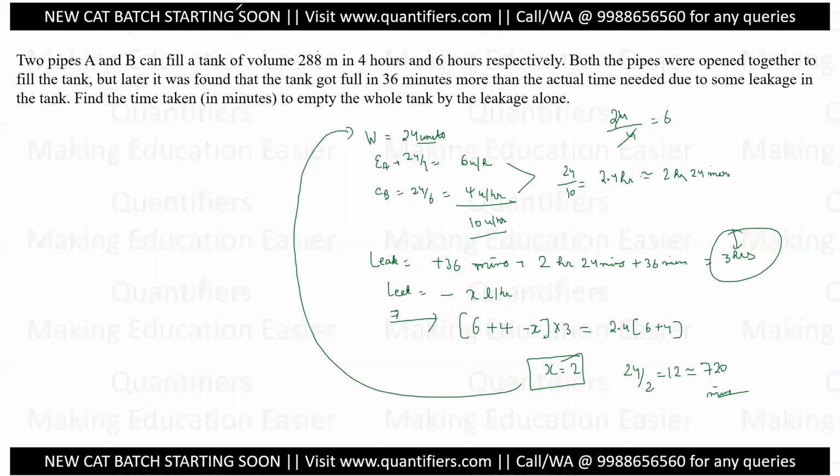If you do it by the efficiency method, yes, you can also do it by the efficiency method if you want to, right? You will make equations like 1 by 240 plus 1 by 360 is equal to 288 by T, right? So from there you will get the value of T, then you will make the equation. So you may get confused. It will involve higher calculation, nothing else. That is why I avoid fractions as much as possible.